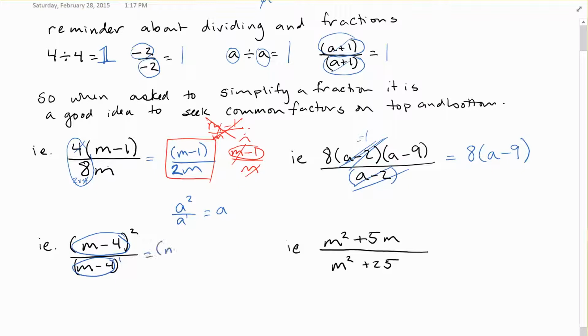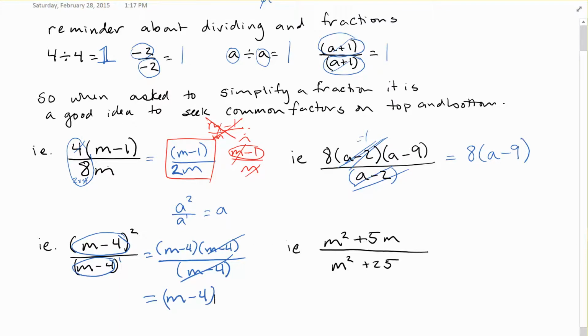But if you don't see that immediately, and you prefer to see it this way, remember m minus 4 squared is really 2 sets of those things, m minus 4 and m minus 4 again. So we have m minus 4 on the top twice, because it was squared, and m minus 4 once on the bottom. Cancel 1 off the top, cancel 1 off the bottom. You're left with just m minus 4, and you can leave the brackets on or off in that case if you want, because there's nothing else there.